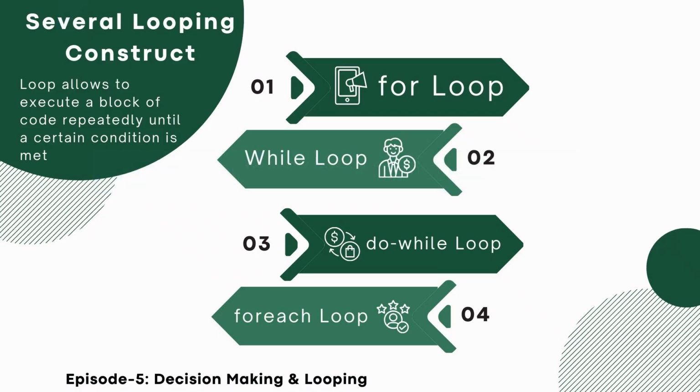C# provides several looping constructs to achieve this. Number 1, for loop. Number 2, while loop. Number 3, do while loop. Number 4, foreach loop. Break statement: use break to exit a loop permanently. Continue statement is used to skip the current iteration and move to the next one. Choose the appropriate loop based on the problem you are solving and the desired control flow.